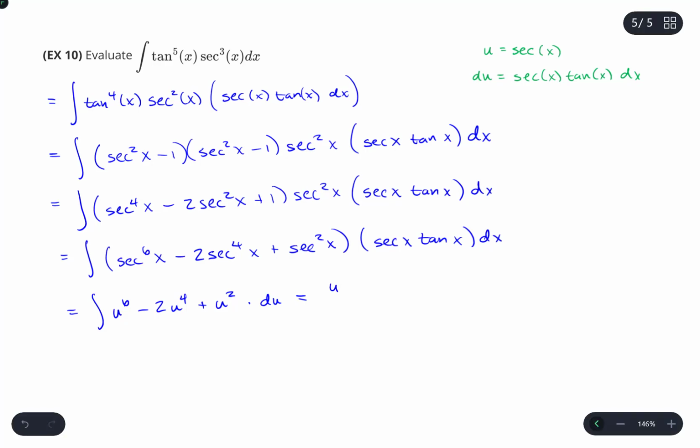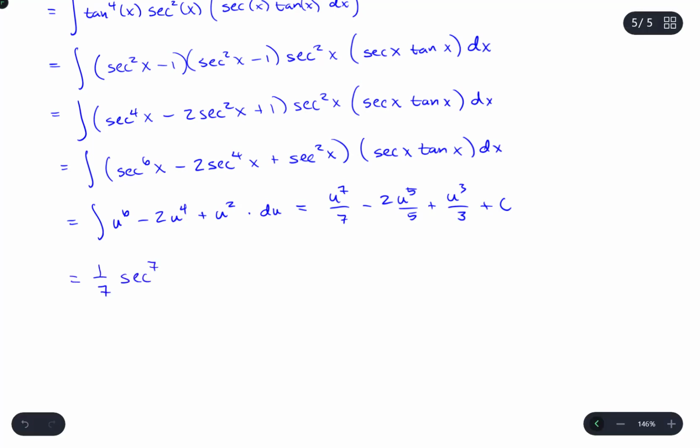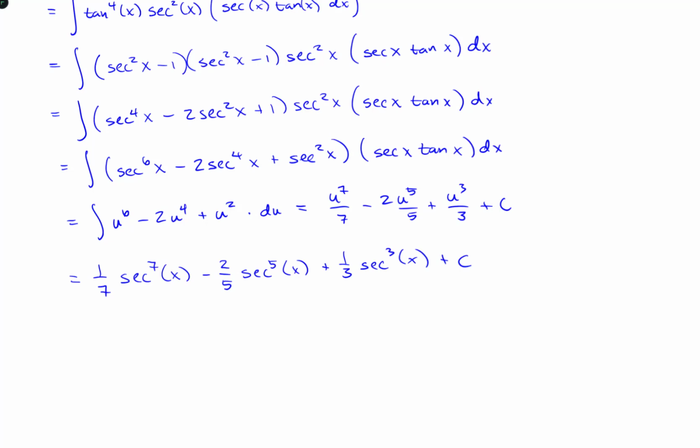Integrating, that becomes u to the 7th over 7 minus 2u to the 5th over 5 plus u to the 3rd over 3 plus c. Or finally, I will end up with, substituting back, 1/7 secant to the 7th of x minus 2/5 secant to the 5th of x plus 1/3 secant to the 3rd of x plus c. And that's my final result there.